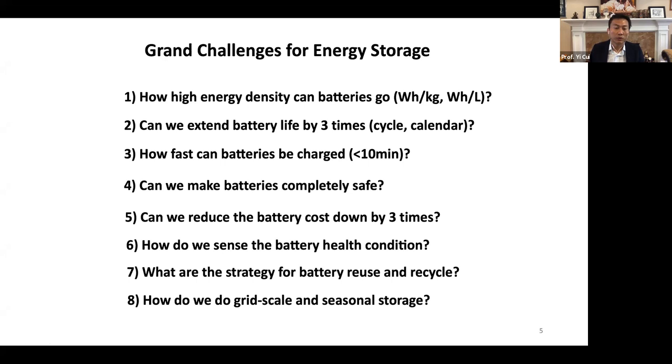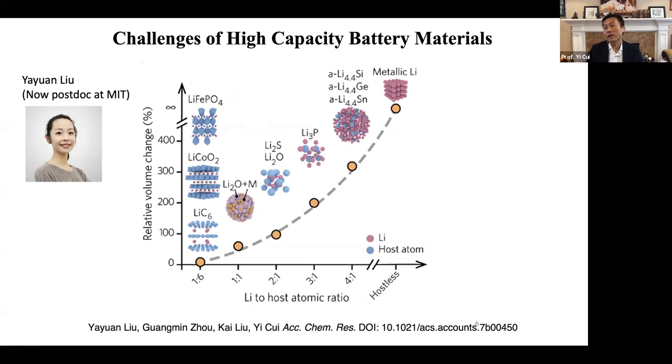So let me give you a very exciting example to answer the question: how do we store lithium? How do we store ions? How much more can you store? This is a plot my previous graduate student Ya Yuan, now a postdoc at MIT, helped to plot in this review paper. The vertical axis is the relative volume change. The horizontal axis is the ions you store, in this case lithium, versus your host material's atomic ratio.